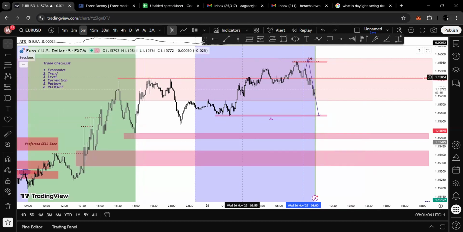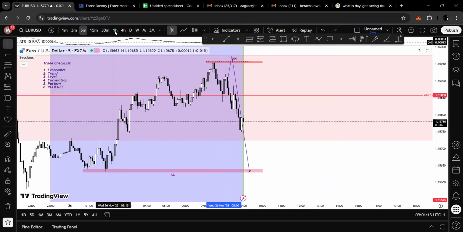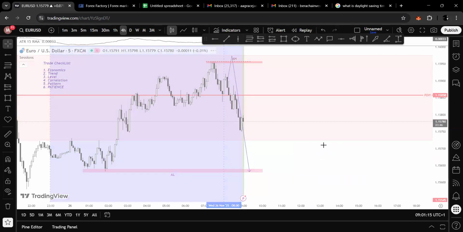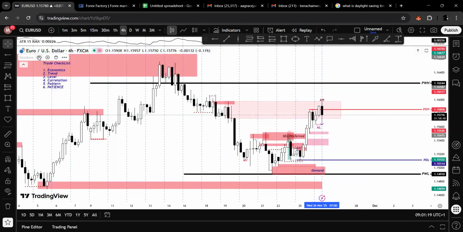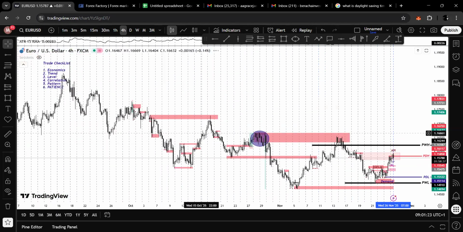Basically, demand is a place where you have plenty of buyers, and supply is a place where you have plenty of sellers. For example, on these 4 hours, the market is coming down. But see all these places where there are plenty of candles before it sells. That is a supply area.